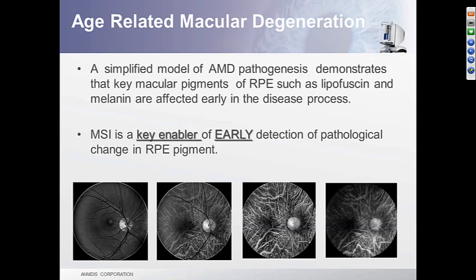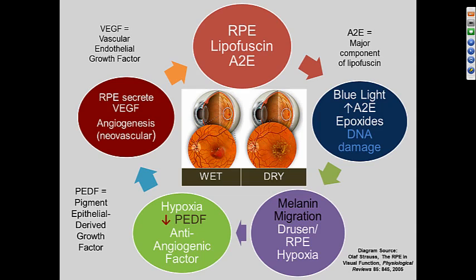There's a simplified model of AMD pathogenesis that all of you have seen before in my lectures. And you should really understand that pathogenesis model, which I'm going to talk about momentarily here, helps us to really examine the RPE early, or MSI allows for early examination of the RPE.